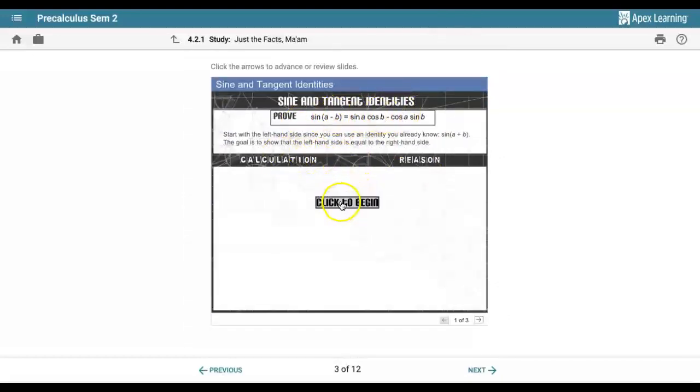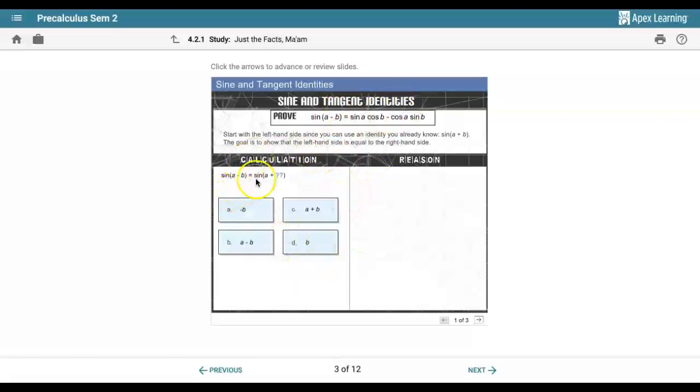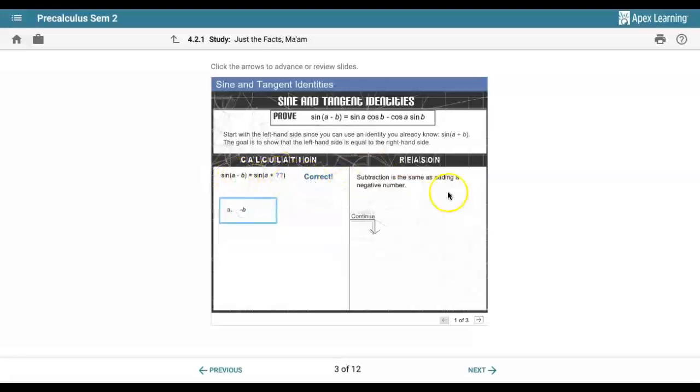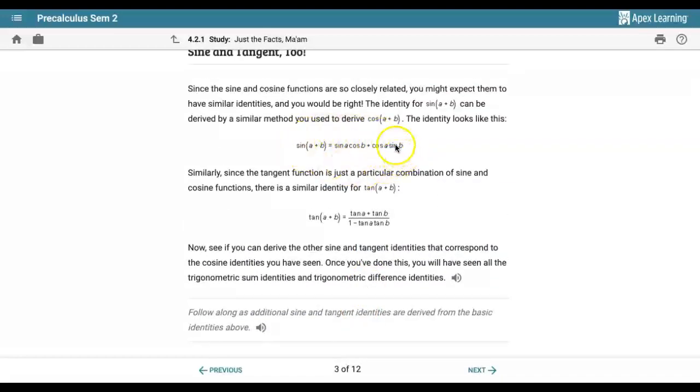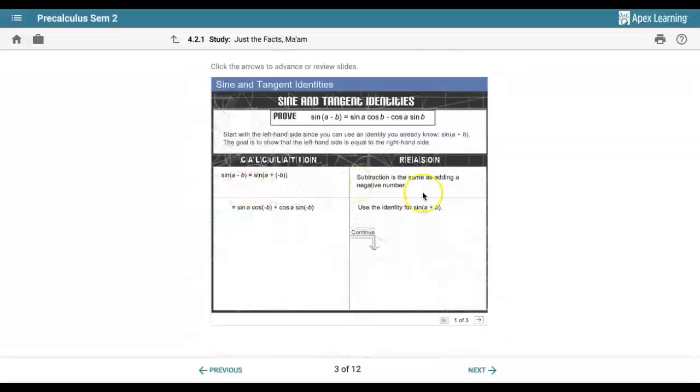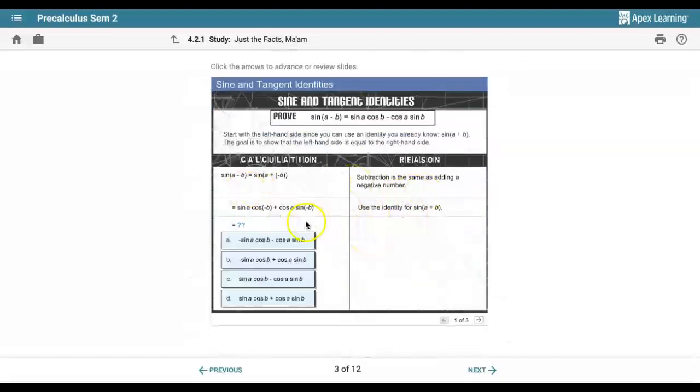So if we look at our calculation for sine A minus B, this is like saying A plus a negative B. Then we can use our identity that's already identified. We can replace the values here, and like we said earlier, since cosine is even, this is like saying sine A cosine B, but since sine is odd, this is going to carry that negative sign out.